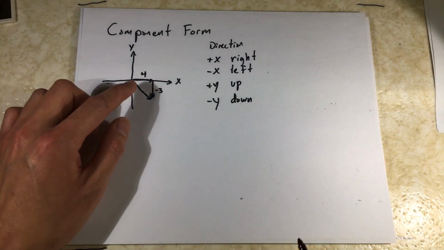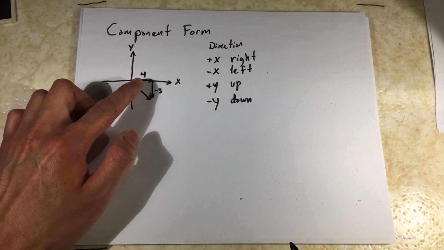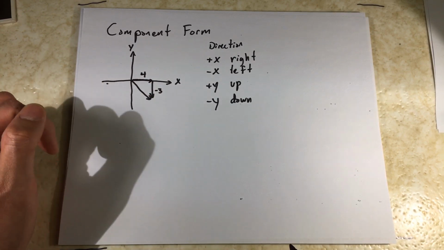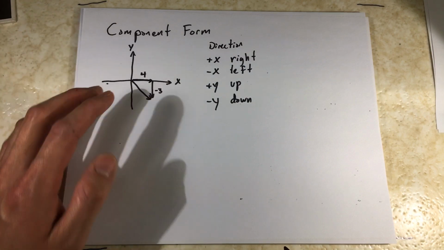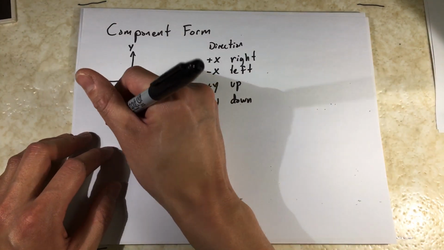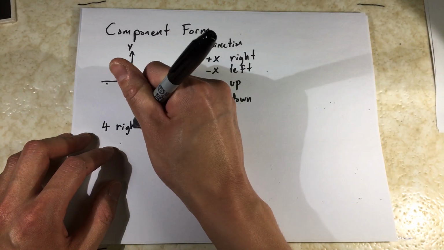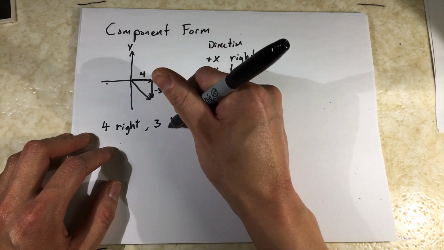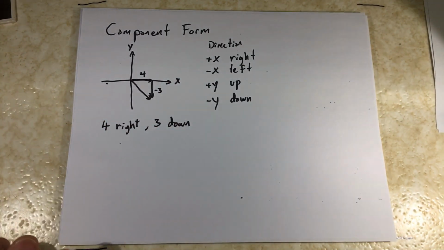So that's the positive direction of x, that's the negative direction of x, positive direction of y, negative direction of y. So when I look at this, what this tells me is that I move 4 to the right and I move 3 down. So x is positive 4, y is negative 3. That tells me how I should create this vector: 4 to the right and 3 down. The negative basically tells me that I'm going down instead of up.